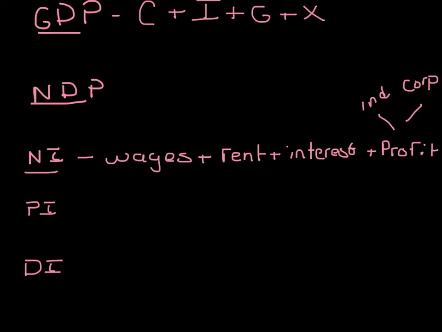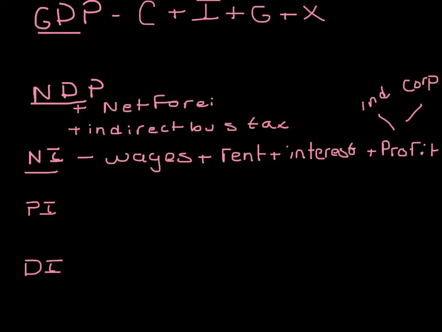So to go from NI to NDP, you're going to add the indirect business tax. You are going to add the net foreign factor. Remember, we are going up, so we want to add. You want to add the net foreign factor. And that gives us NDP. Now remember, the difference between NDP and GDP is depreciation. So to get from NDP to GDP, we add depreciation, or what we call capital consumption.